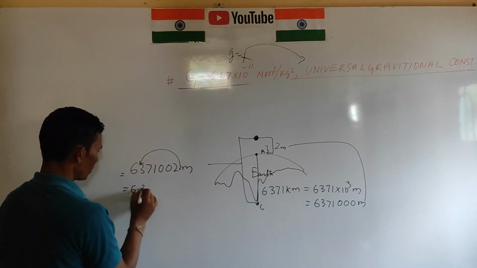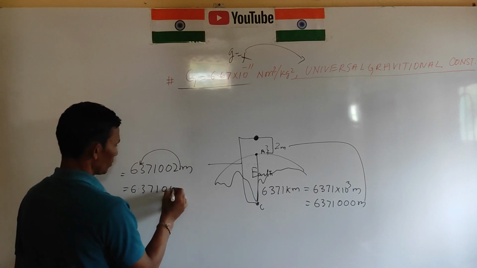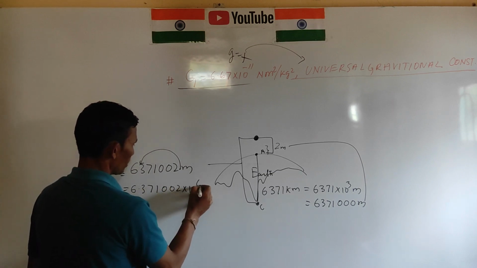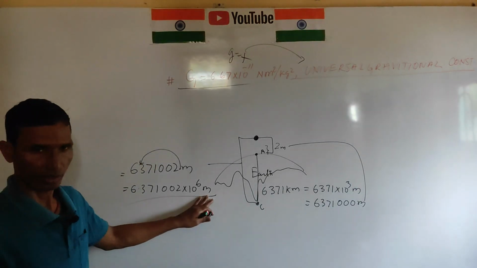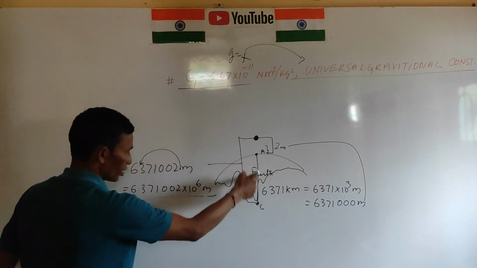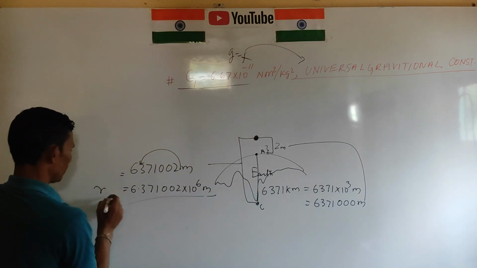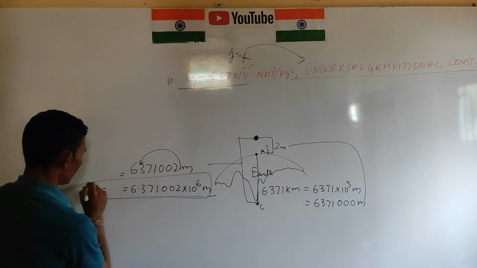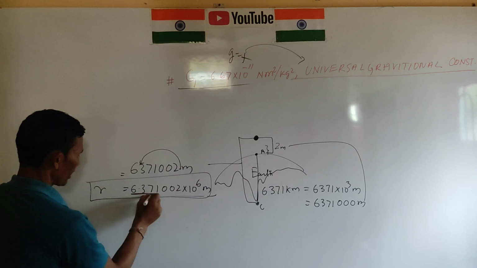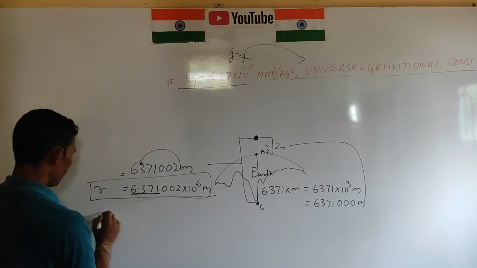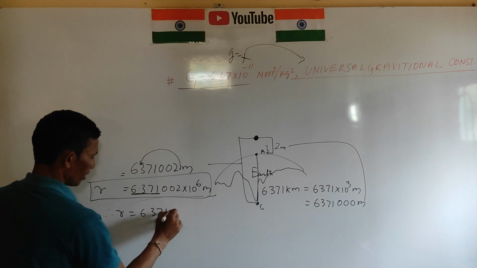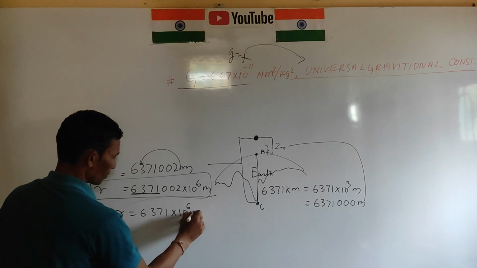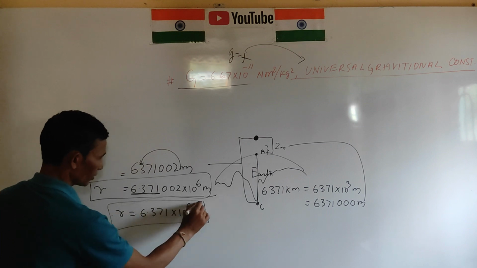So 6.371002 into 10 to the power 6 meter. We consider that this is the distance between them, that is R, and only 3 digits are taken here, that is R equal to 6.371 into 10 to the power 6 meter. Okay, this is the distance.